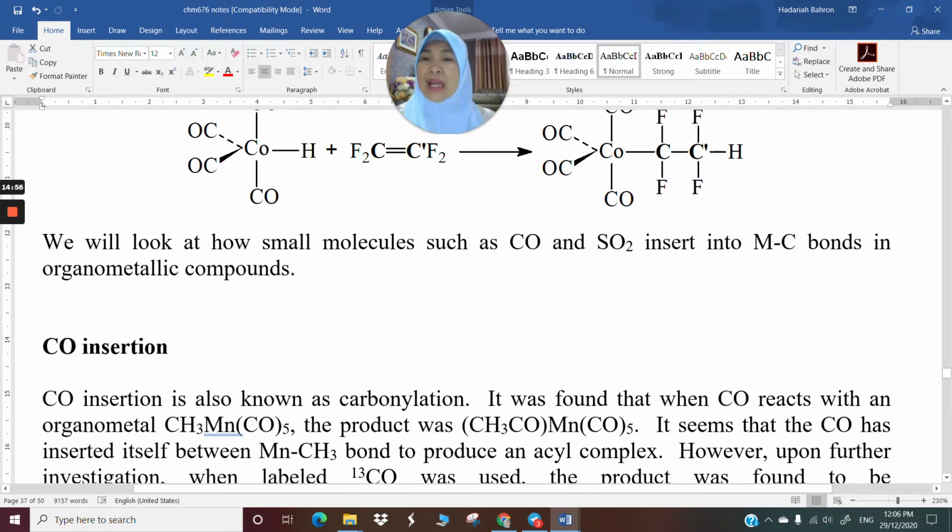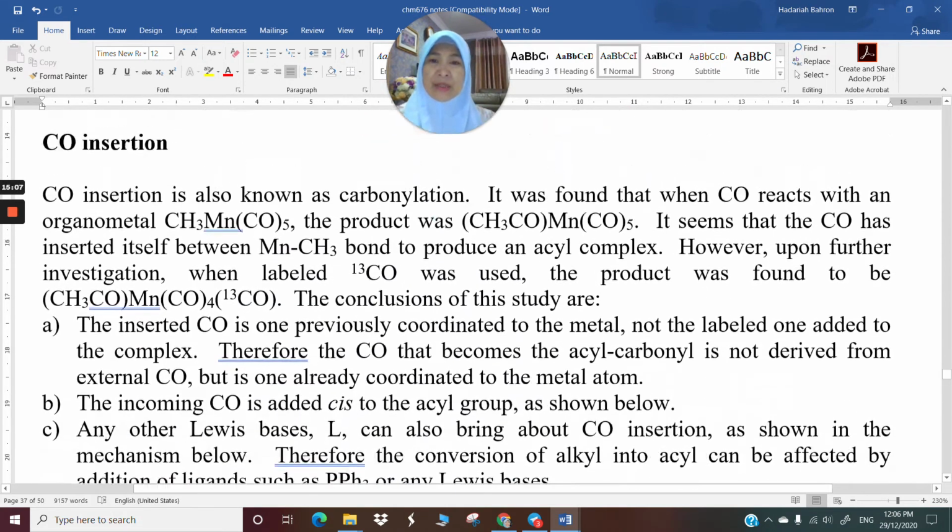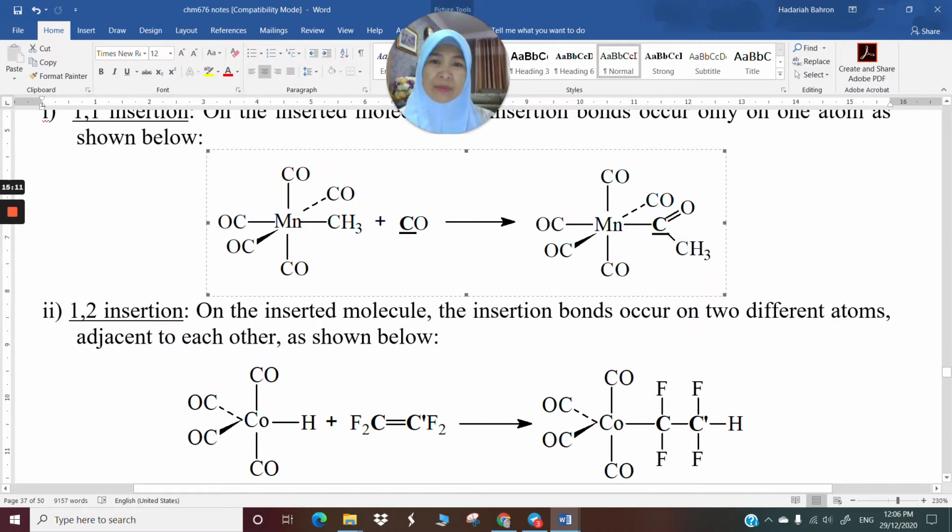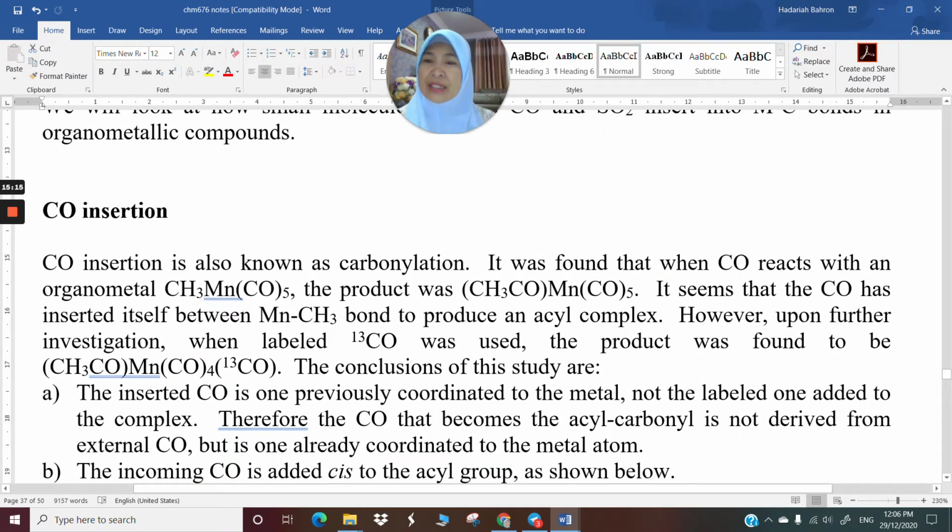So we will now look at how small molecules such as carbon monoxide and SO2 insert into metal to carbon bonds in organometallic compounds. Now, a CO insertion like the one we see in the first example, which is a 1,1 insertion, is also known as carbonylation, because you are putting a carbonyl moiety into that compound. It was found that when carbon monoxide reacts with an organometallic compound like CH3Mn(CO)5, the product becomes CH3COMn(CO)5, where the CO has attached itself in between the alkyl and the metal.